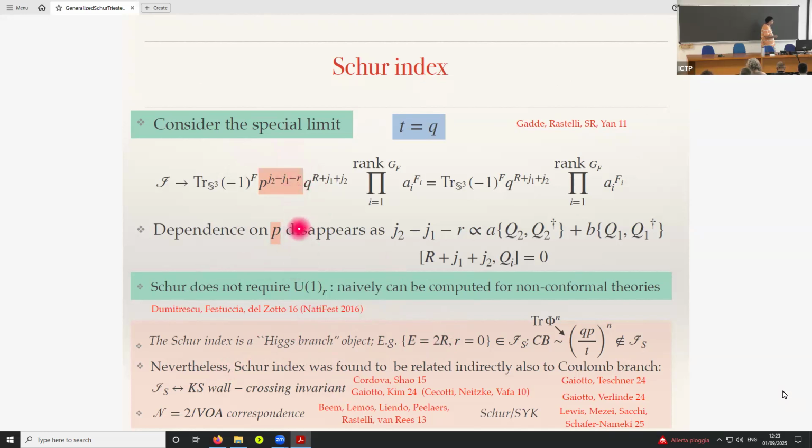Okay, so this is one thing. These are two things. First of all, the dependence on p disappears. It's a more supersymmetric object. It can be defined for non-conformal theories. And then there are various other mysterious things.